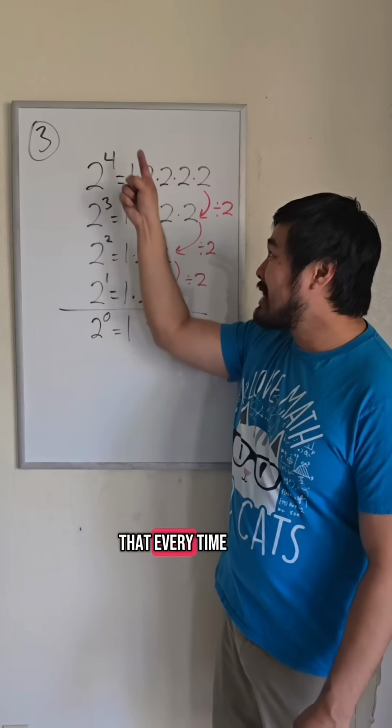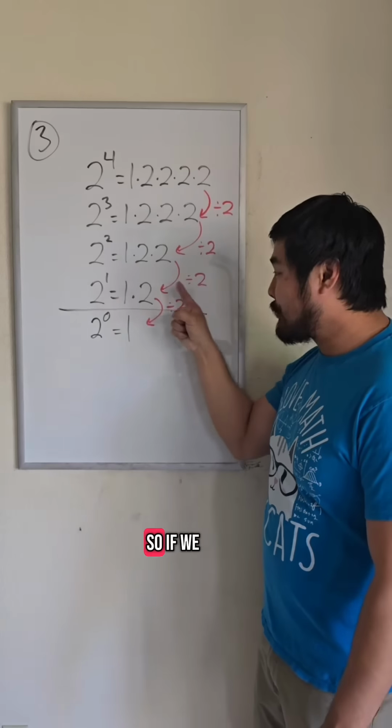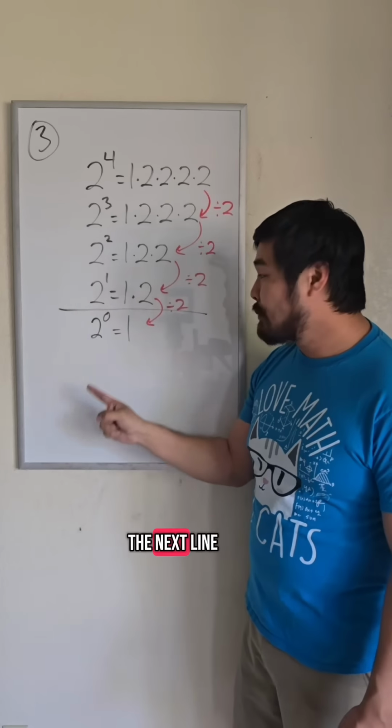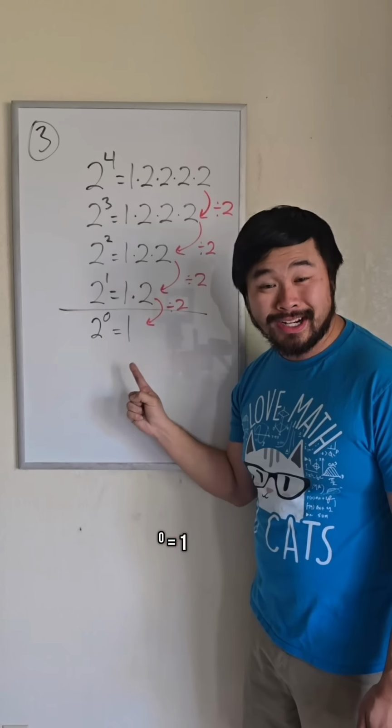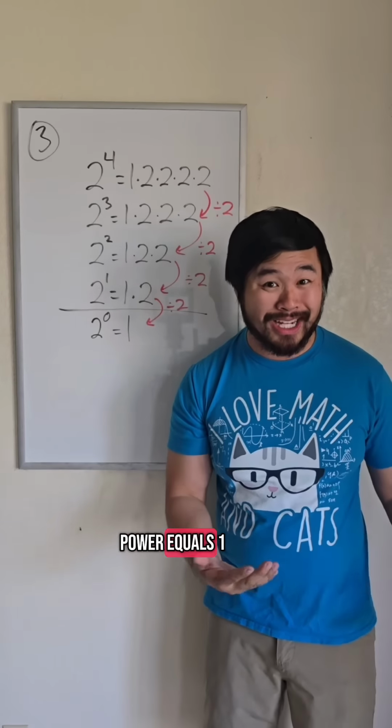We can notice that every time we decrease the exponent by 1, we are dividing by the base. So if we continue this pattern, the next line would be 2 to the 0 equals 1. So it makes sense that a non-zero number raised to the 0 power equals 1.